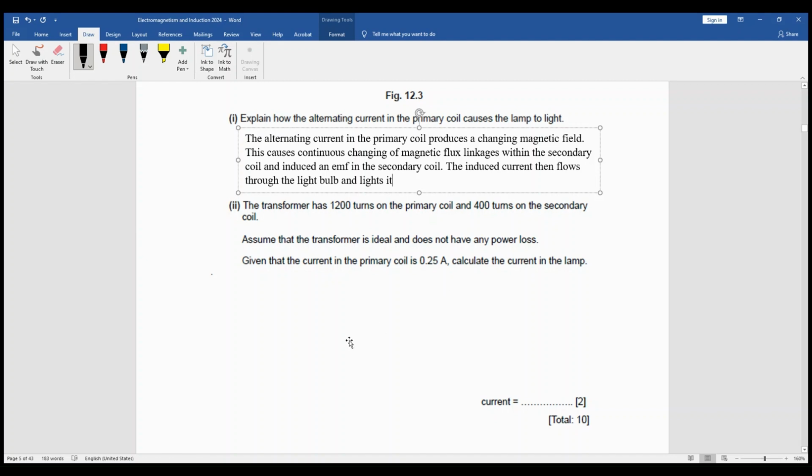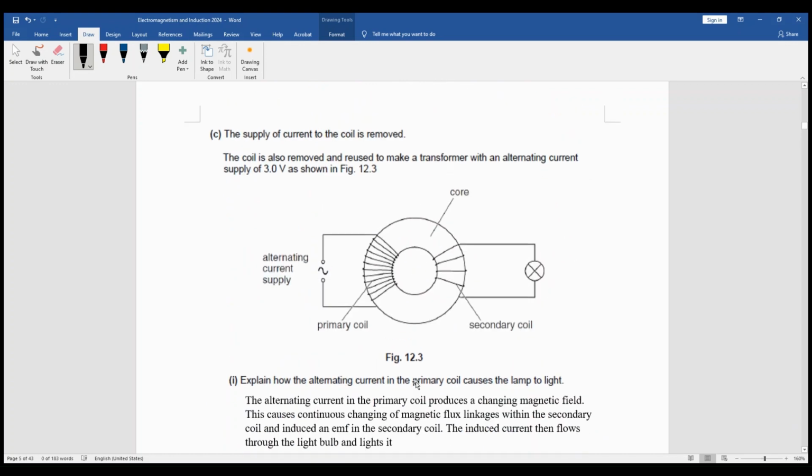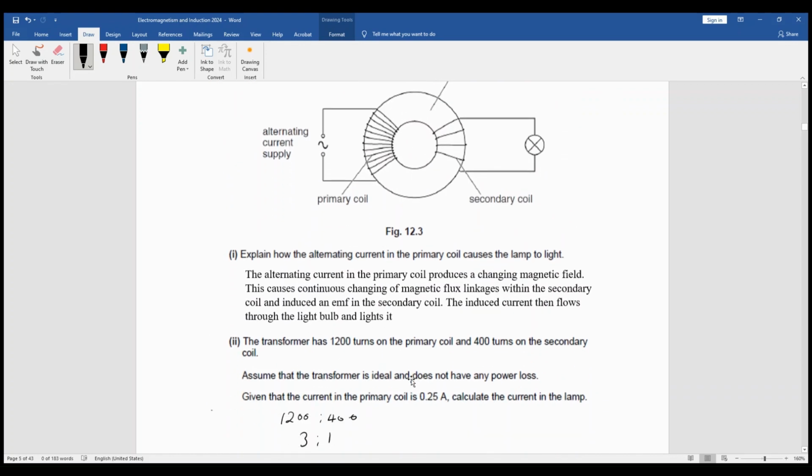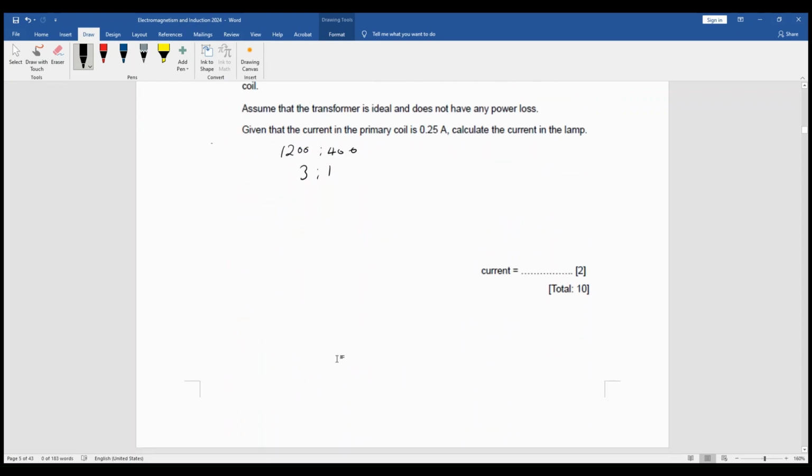Okay, this one I want to write. The transformer has 1,200 turns on the primary coil and 400 turns on the secondary coil. Assume the transformer is ideal and does not have any power loss. Okay, there's no power loss. First, let me see. 1,200 to 400. This is 3:1. But what's the voltage? 3 volt. So 3 volt becomes 1 volt.